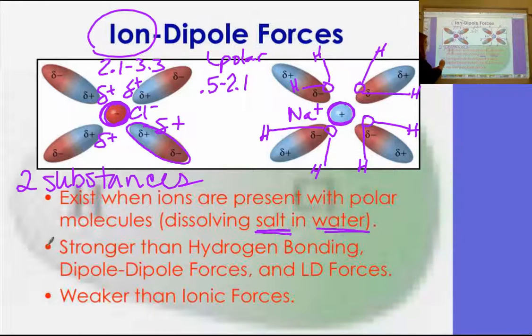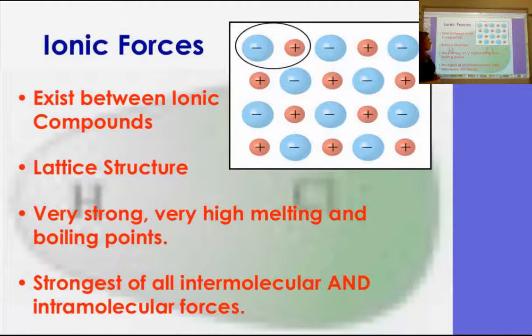Ion dipole forces are stronger than all the other ones, stronger than hydrogen bonding, stronger than dipole, stronger than LD forces, but they're weaker than the very last one, which would be the ionic force. Again, the key to recognizing this, which doesn't come up very often, is you have to have two different substances, something that's ionic with something that's polar. So our last and final intermolecular force is ionic forces.